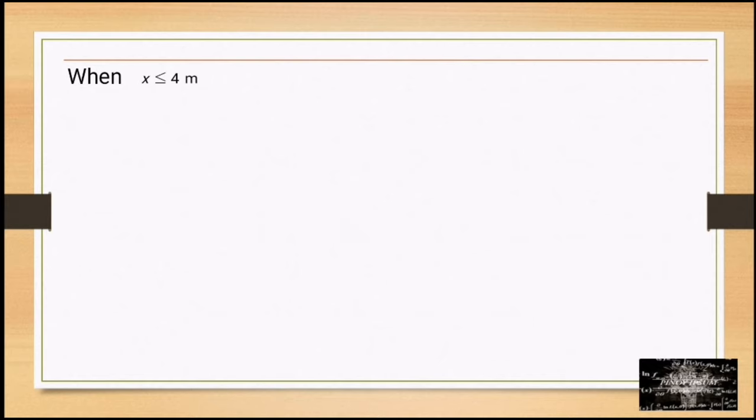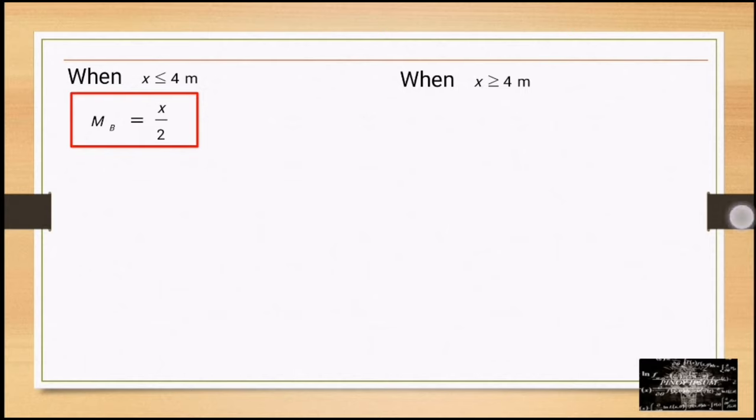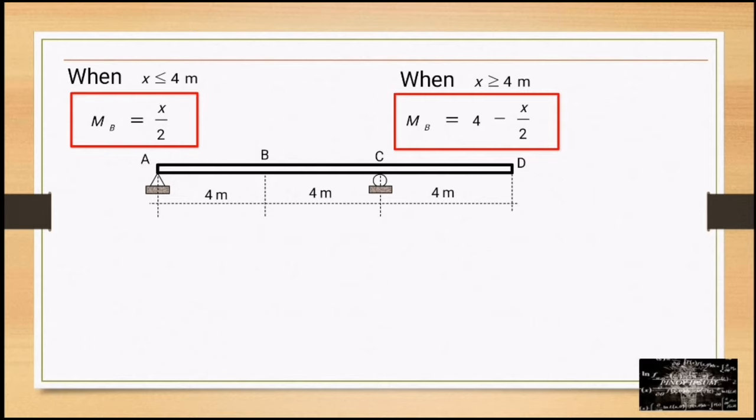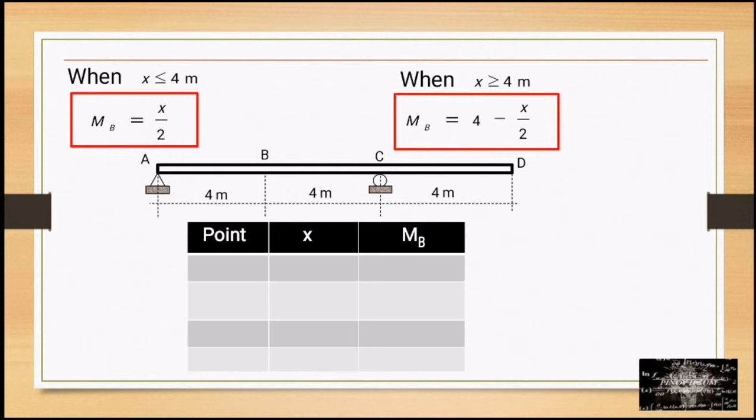Summary natin. So, when X is less than or equal to 4 meters, ito yung formula. When X is greater than or equal to 4 meters, ito yung formula. So, tabulate natin. Sa point A, when X is equal to 0, so yung MB natin is equal to 0. So, less than 4 meters yan. So, sa point B, when X is equal to 4 meters, so may left and right tayo na moment. So, sa left, we have 2. Then, sa right, parehas lang. So, we have 2. Sa point C, when X is equal to 8 meters, so greater than 4 meters yan.